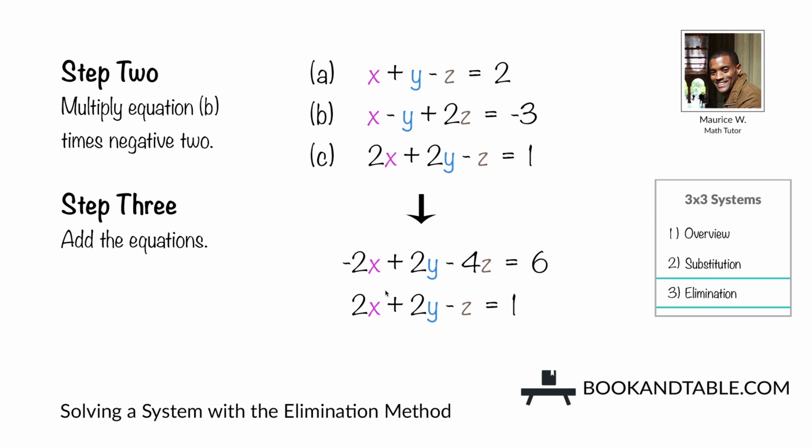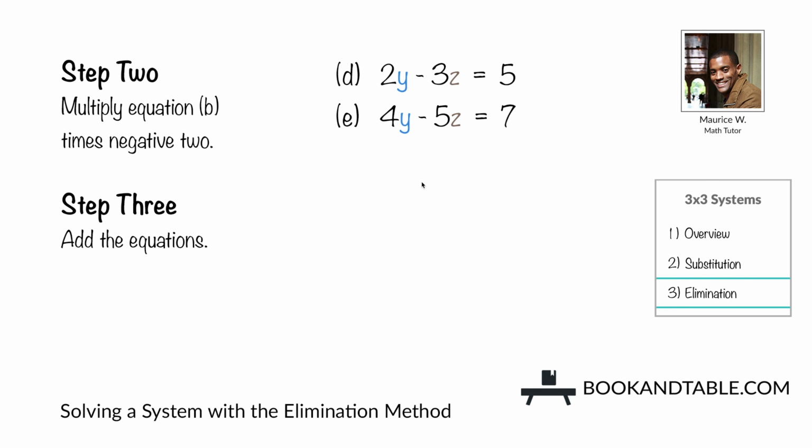And now step 3, add the equations. Negative 2x and positive 2x cancel each other out. 2y plus 2y is 4y. Negative 4z minus z is negative 5z. And 6 plus 1 is 7. So now equation E is 4y minus 5z is equal to 7. So from this, we now have our 2x2 system that we will use to solve for y and z. So now we use the elimination method on this 2x2 system.